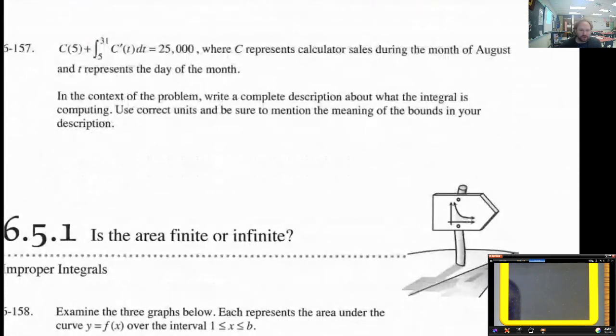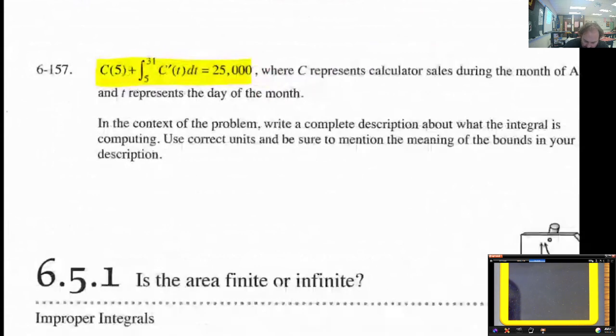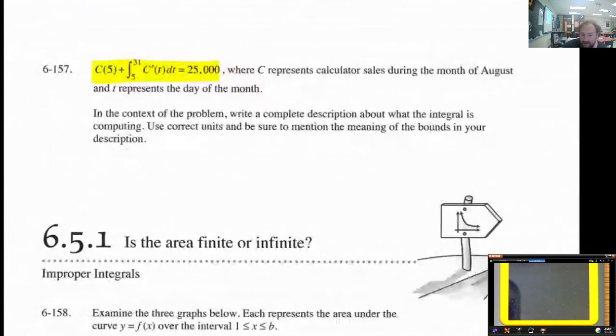This is an easy one, too. Just a really quick writing question. This is one of those NUT problems where you got to write down the noun and the unit and the time. So, what we're saying here, c of 5 plus the integral from 5 to 31 of c prime of t is 25,000. That's all this big expression says. C is the calculator sales during the month of August, and t represents the day of the month. So c of 5 in this case is how many calculators were sold on the 5th day. And this integral here is going to show you the change since then.